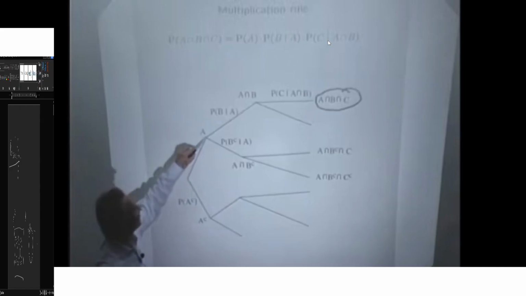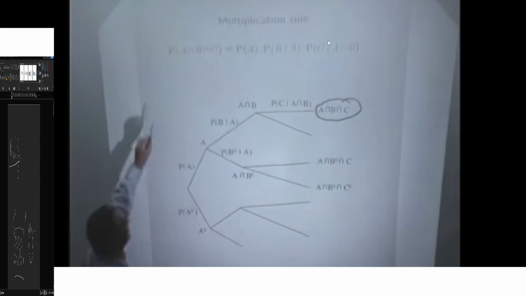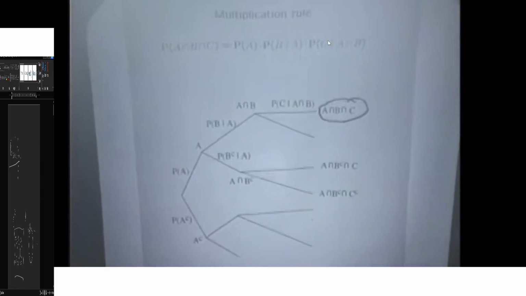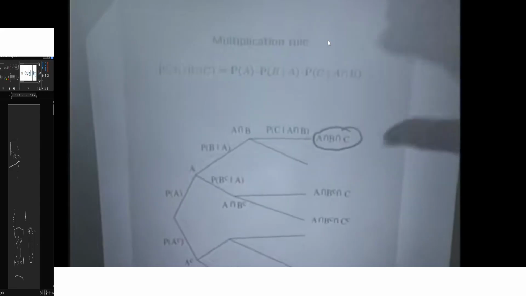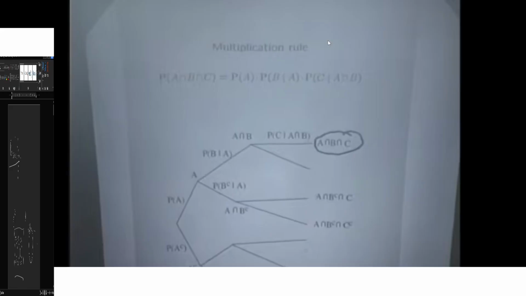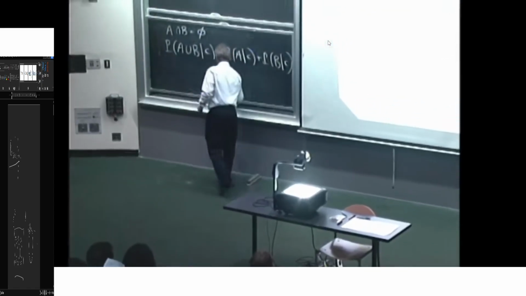All that you do is move along the tree and multiply conditional probabilities along the way. So, in terms of frequencies, how often do all three things happen, A, B, and C? You first see how often A occurs. Out of the times that A occurs, how often does B occur? And out of the times where both A and B have occurred, how often does C occur? And you can just multiply those three frequencies with each other.